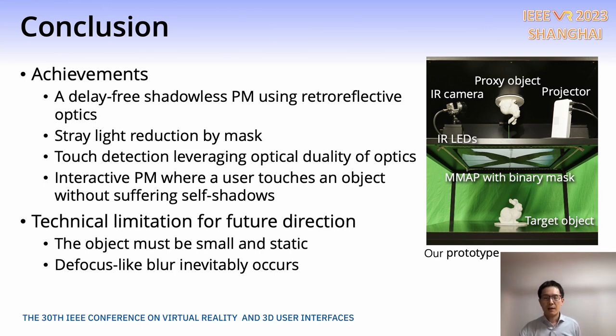And of course, there are several technical limitations. For example, the target object must be small enough and be static. In addition, due to the optical principle of the MMAP, defocus-like blur inevitably occurs. Overcoming these limitations would be interesting future directions of this research.